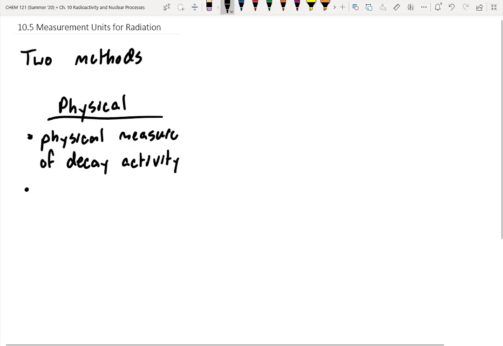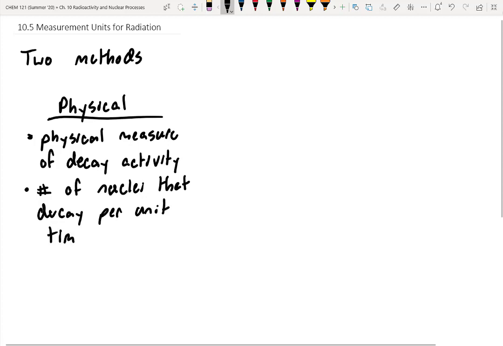Usually the way that it's done is the number of nuclei that decay per unit time. For example, if you're a chemist studying nuclear decay, you might use one of these physical properties just because it makes a lot of sense. However, if you're looking at harm, you would go with the second technique, which is biological. The biological methods are looking at the damage caused.